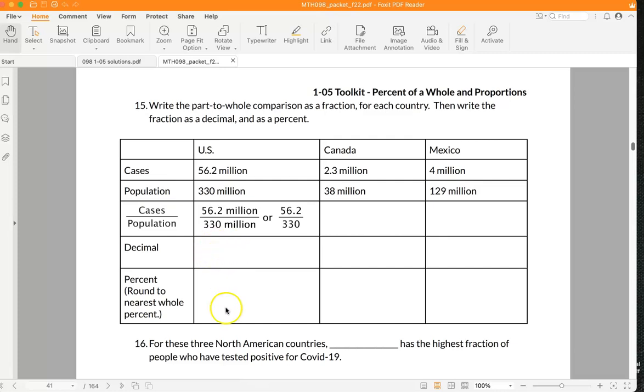And then you can write your decimal and your percent, and then go through the same process for Canada and Mexico. So go ahead and try that, and then you can check your work.